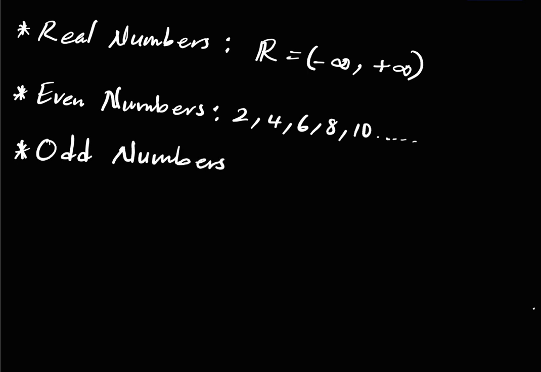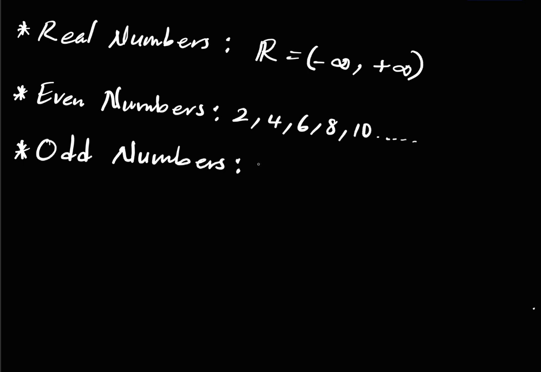Odd numbers. What are odd numbers? Well, odd numbers are numbers that are not perfectly divisible by 2. Remember, even numbers are divisible by 2 without any remainder, but odd numbers are numbers that when we divide them by 2, there's always a remainder. So they are not perfectly divisible by 2.